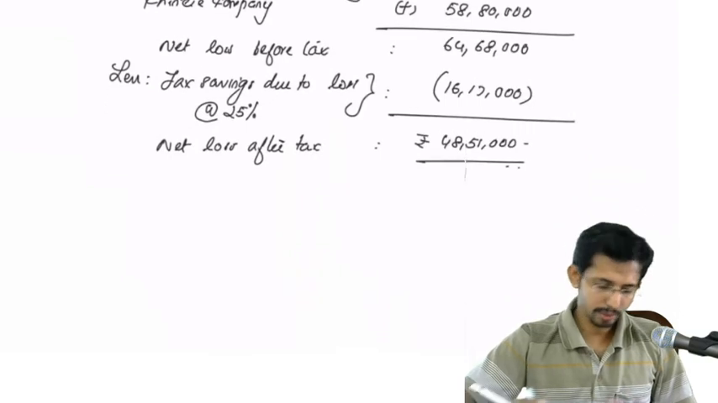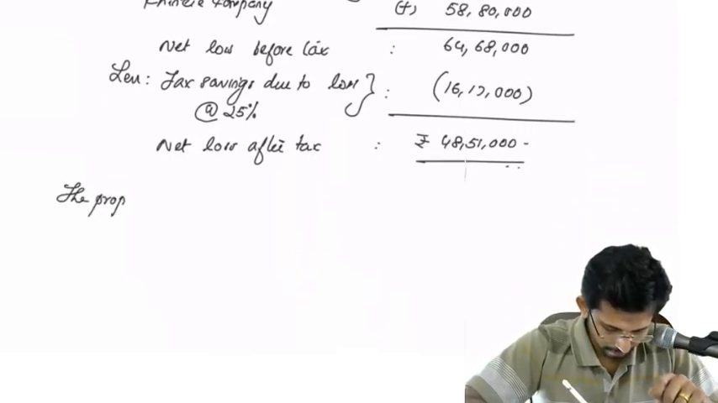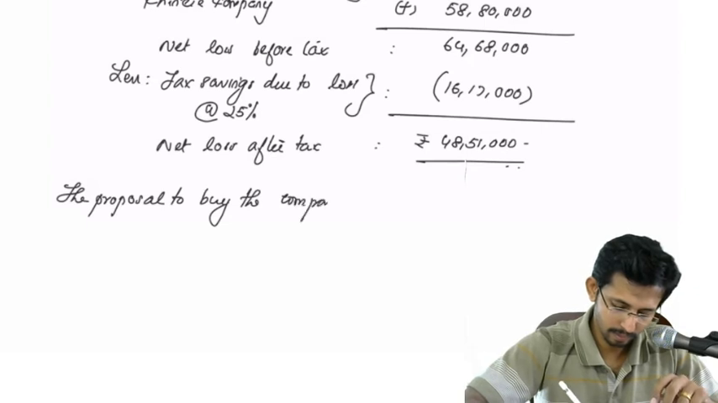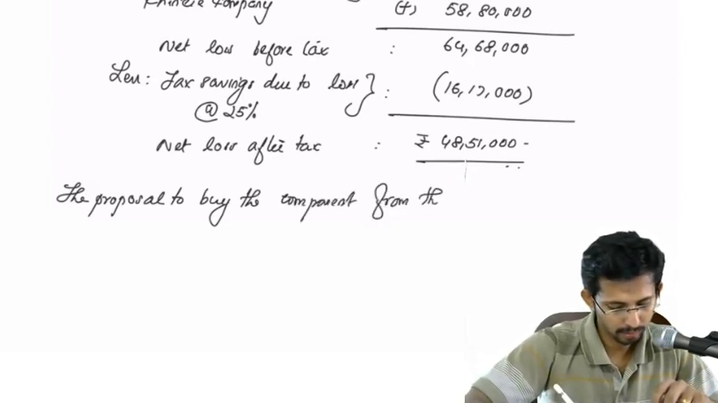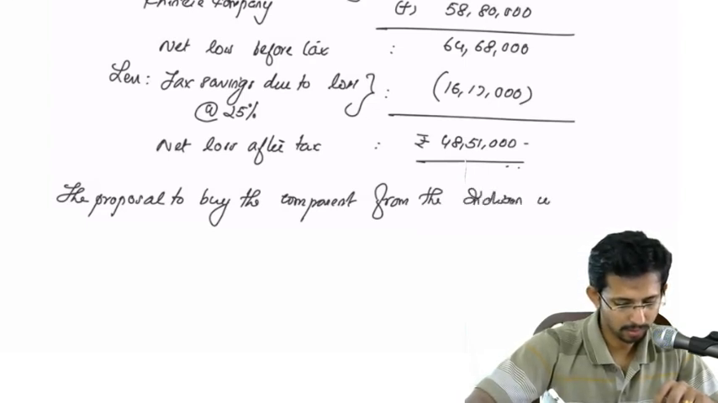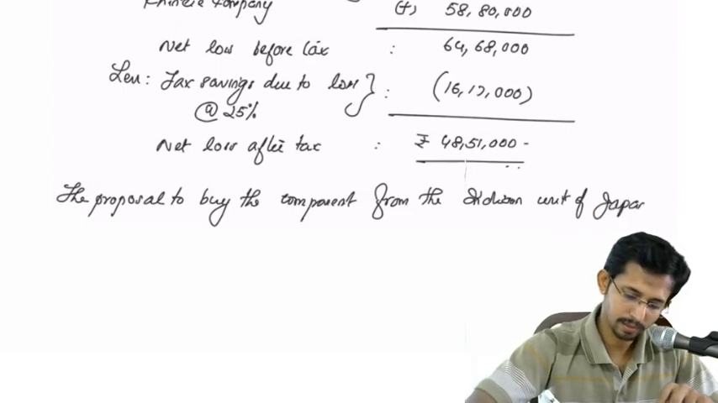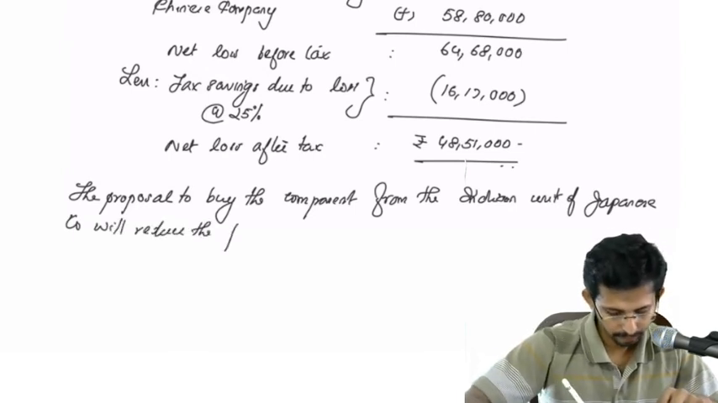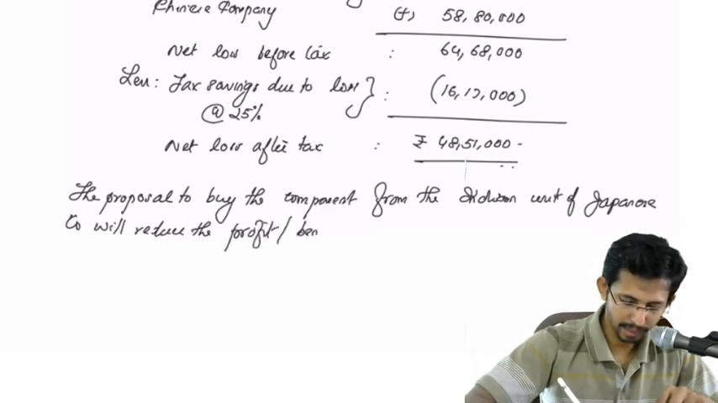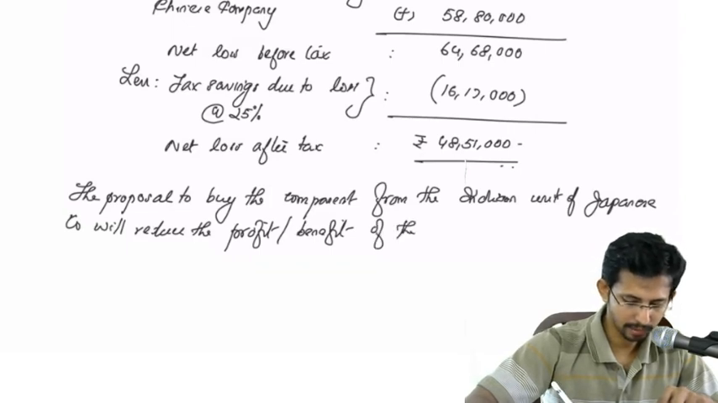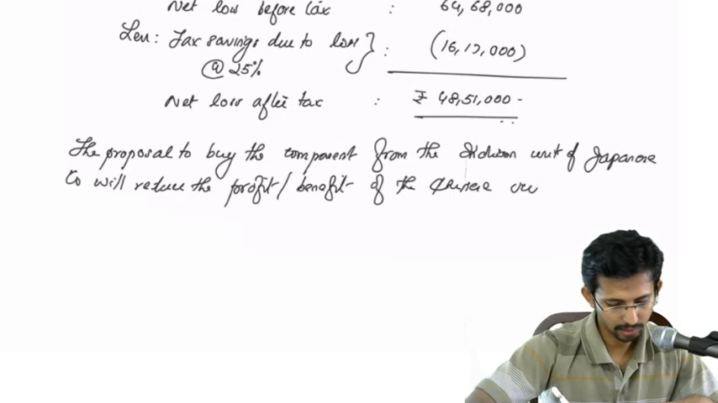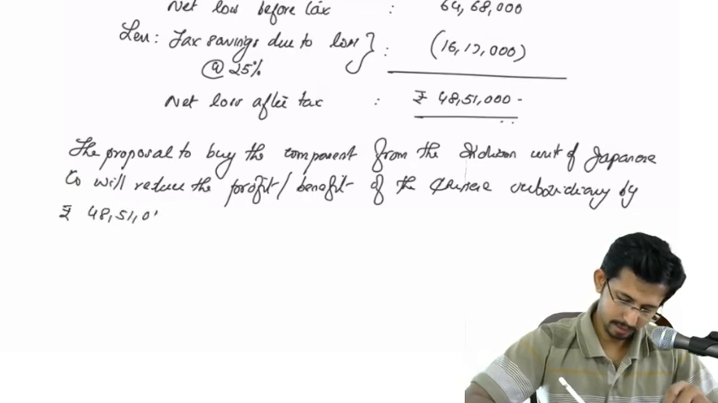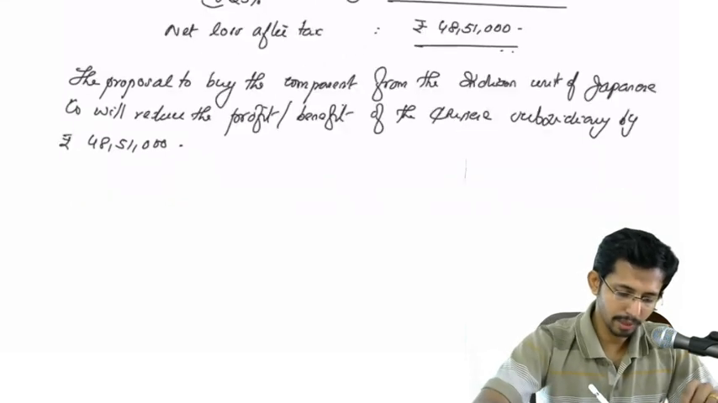Now you can conclude the proposal to buy the component from the Indian unit of Japanese company will reduce the profit or benefit of the Chinese company, Chinese subsidiary, by rupees 48,51,000. Is it clear? Now what you can do, you can find out what is the net impact on SCI group.